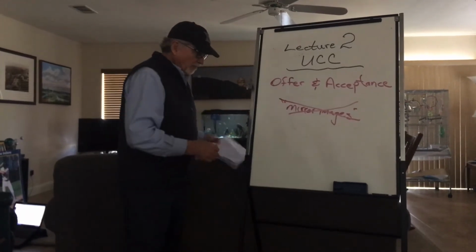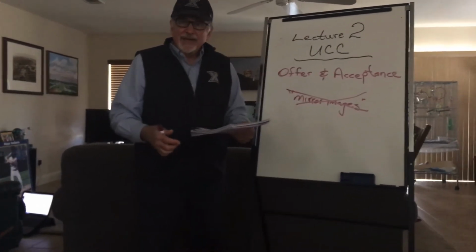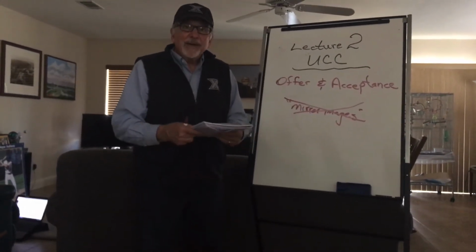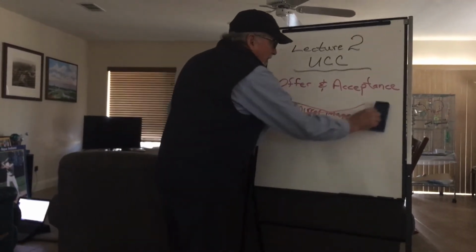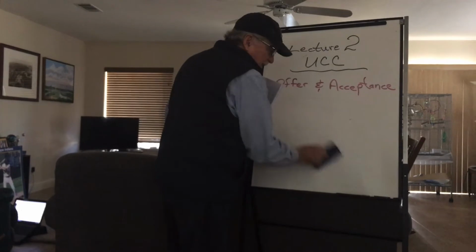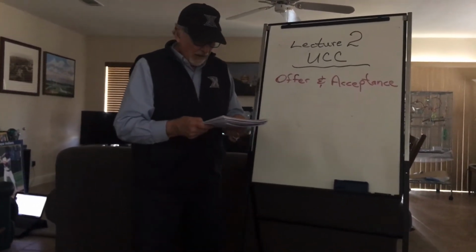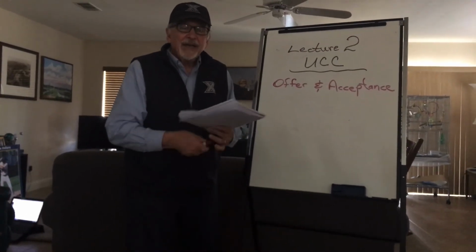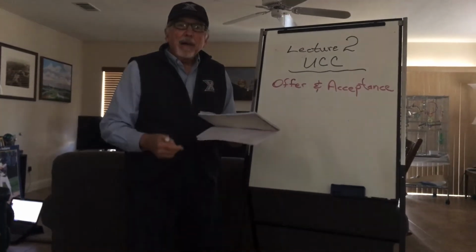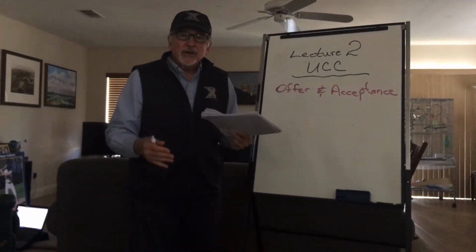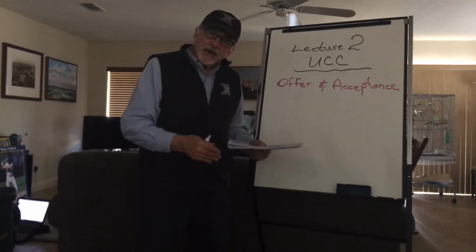Now, what are the terms of the contract if you accept a contract, but you haven't agreed on the specific terms? Remember, there's no mirror image rule. So, what are the terms and conditions of the contract? If, in fact, the buyer applies different or additional terms to the contract, are they in the contract or are they not in the contract?